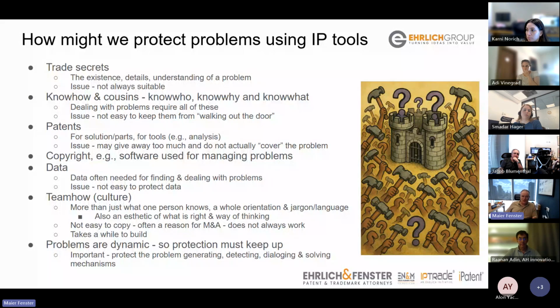Data is also difficult to protect, but it has different difficulties from problems. Something I call team know-how. Know-how is something that I know how to do, but what if it's something that my team knows how to do? What if it's a whole culture of my company and how they deal with things, like in Zappos?